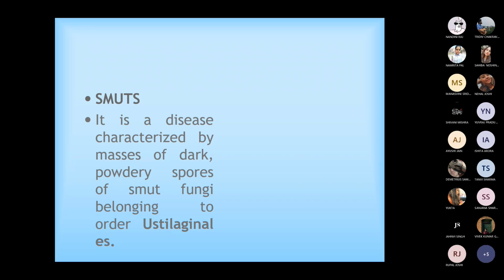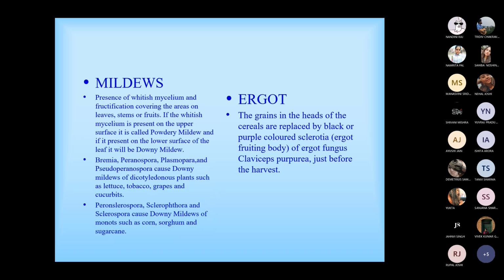Then we have smuts. It is again a disease which is characterized by masses of dark powdery spores of smut fungi, which belong to the order Ustilaginales, and they cause smut-like disease. Wheat smut, very common diseases. Rust and smut of wheat is a very common disease which causes a lot of losses, right?